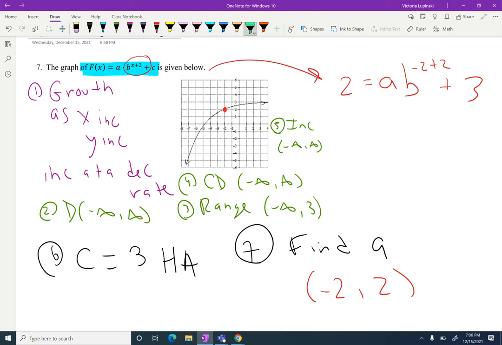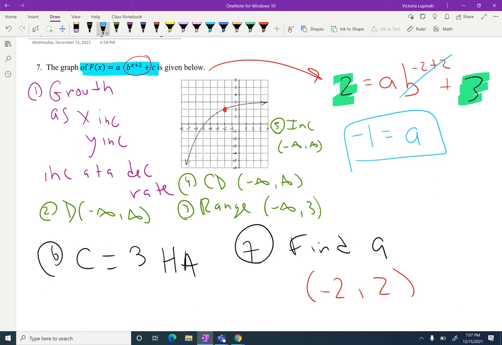I'm going to take this 3 and subtract it over here from this 2. So 2 minus 3 gives me -1. Then this B becomes B to the 0, which just becomes 1. So I get an A value of -1. That should feel right because of the fact that it's below the horizontal asymptote.